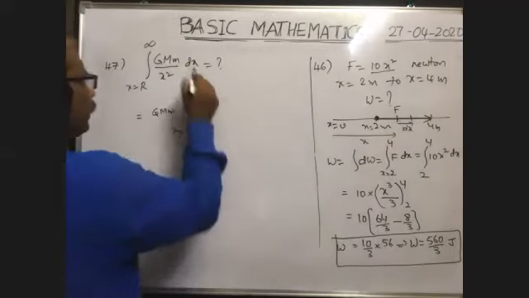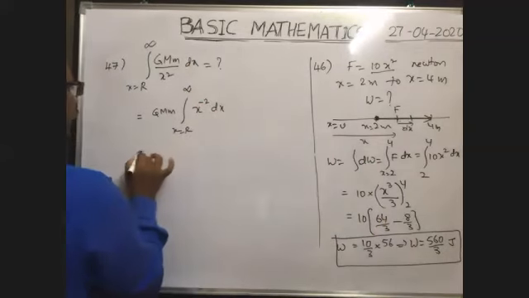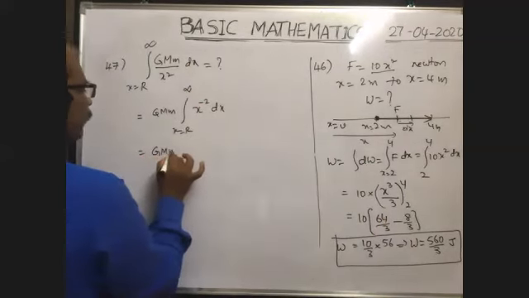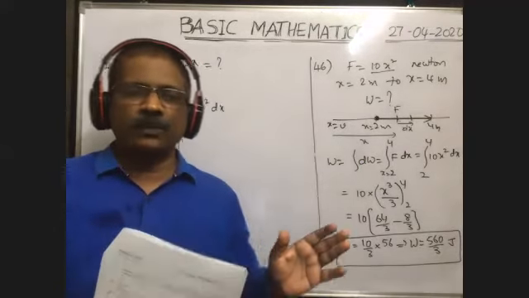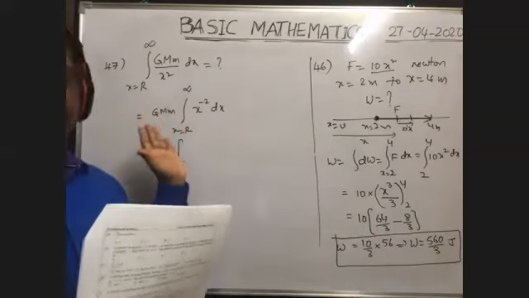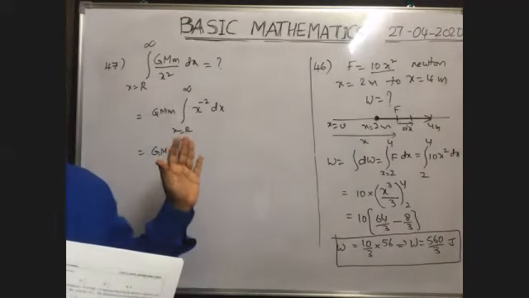Okay, into dx. Now, what is the integration value? Tell me, GMm into, after integration, what will you get? After integration, only the integral of x to the power of n dx is there. It is just like that.